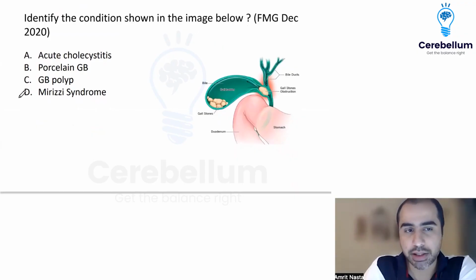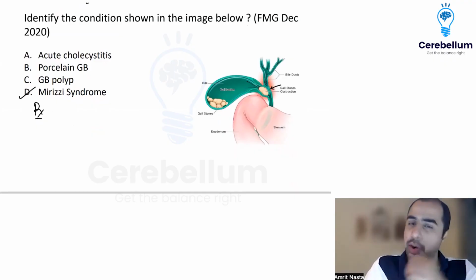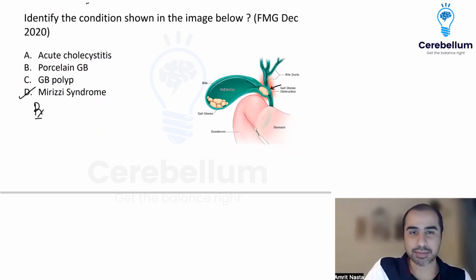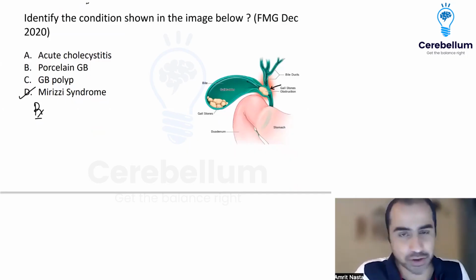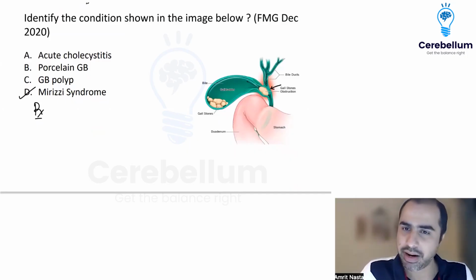So this is Mirizzi syndrome, where there are gallstones, and there is a stone here in the cystic duct which is compressing the common hepatic duct. What is the treatment of Mirizzi syndrome? How do you treat it? It will present with obstructive jaundice, absolutely right. ERCP? The stone is in the cystic duct. The cystic duct stone will not come out with ERCP.